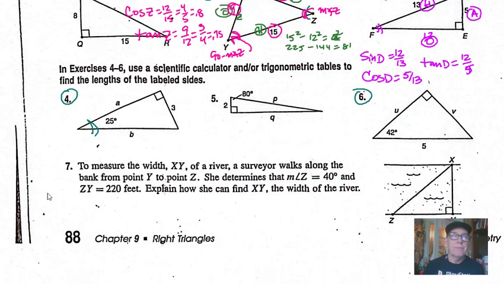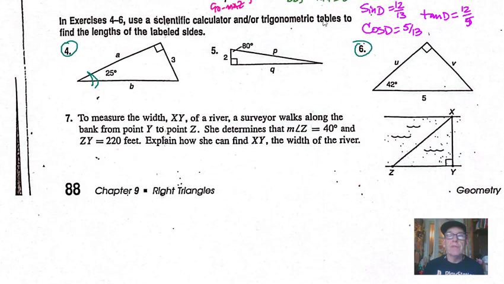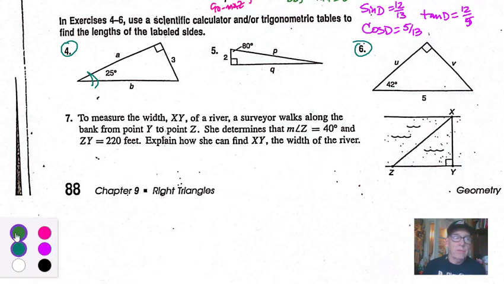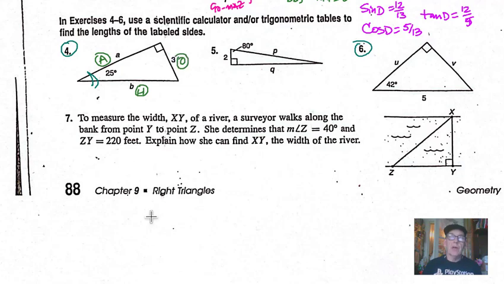Now let's move on. Let's look at number 4. Use a scientific calculator and/or trig tables to find the lengths of the labeled sides. So I'm just going to set these up, and leave you to use the calculator to finish the problem up. We've got 25 degrees. Here's our right angle. That means this B must be the hypotenuse. Making up the 25 is A. That's got to be the adjacent side, which means that 3 in this problem is the opposite side.